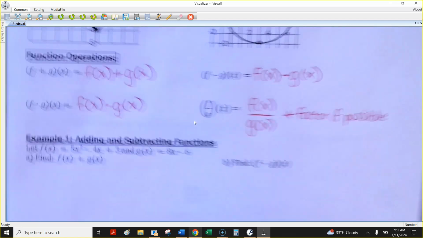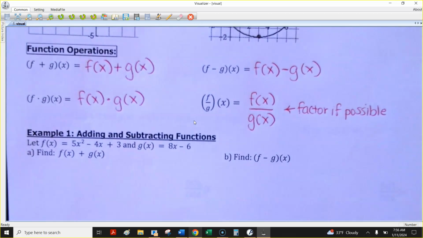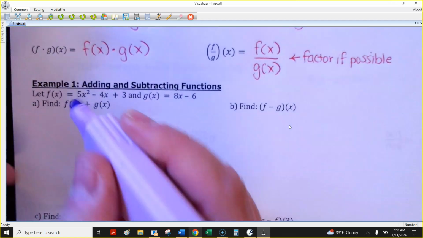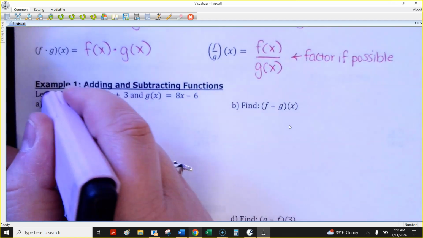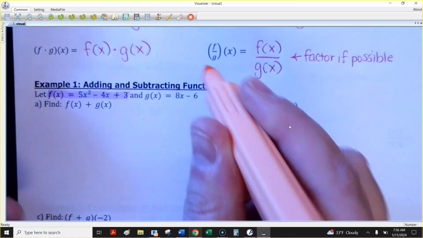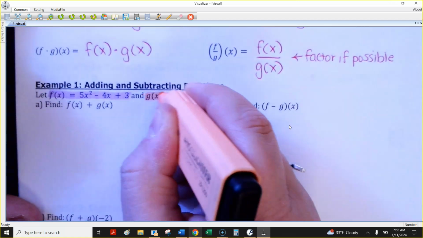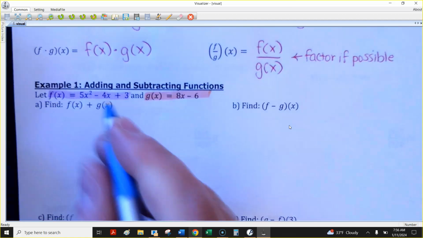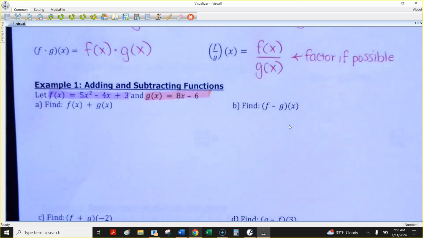So if you guys want to look down here, I've got two functions in the directions, so make sure you read the directions because they'll probably change up what function you are working with. So the first one, the f of x, is just a quadratic, and the second one, this is just linear, just 8x minus 6. Okay, we're going to take f of x plus g of x. So literally, all we're going to do, your f of x, maybe I'll use the same color that the function is, that would make sense.